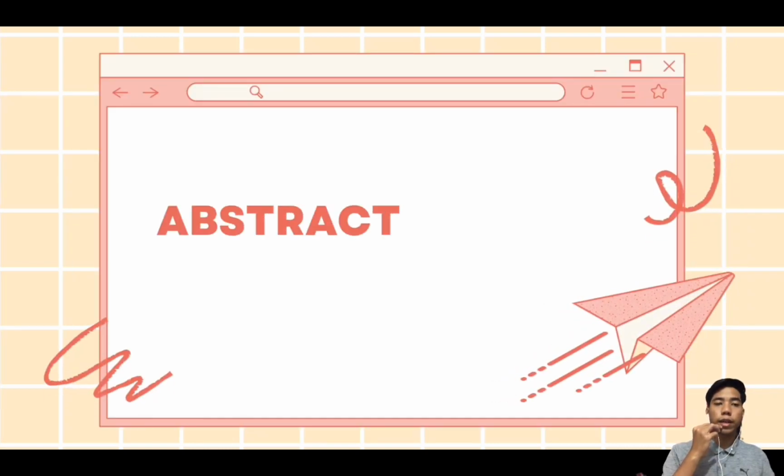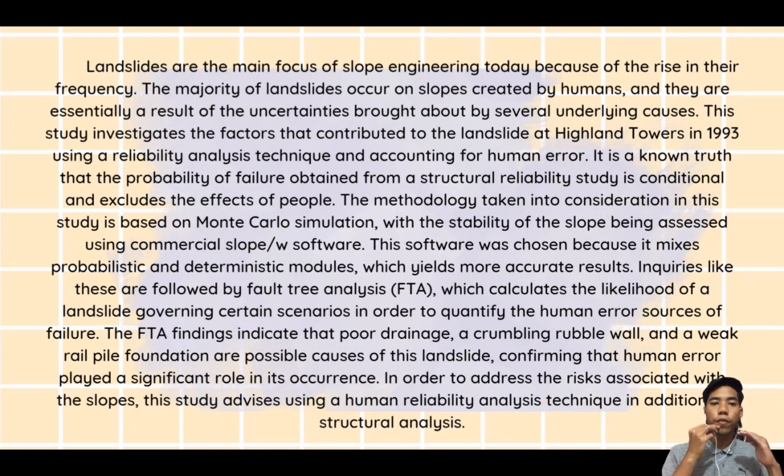Firstly is the abstract. Landslides are the main focus of slope engineering today because of the rise in their frequency. The majority of landslides occur on slopes created by humans, and they are essentially a result of the uncertainties brought about by several underlying causes. The study investigates the factors that contribute to the landslide at Highland Tower in 1993 using a reliability analysis technique and accounting for human error.